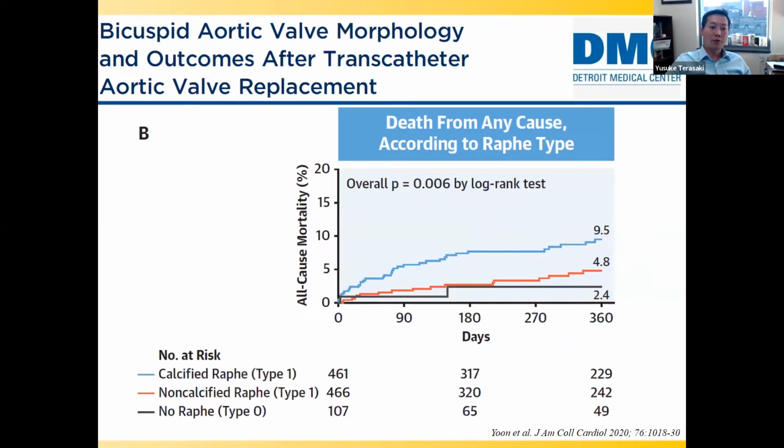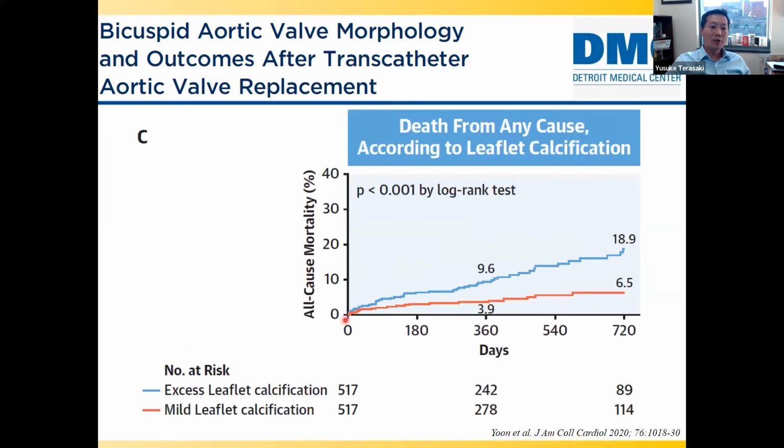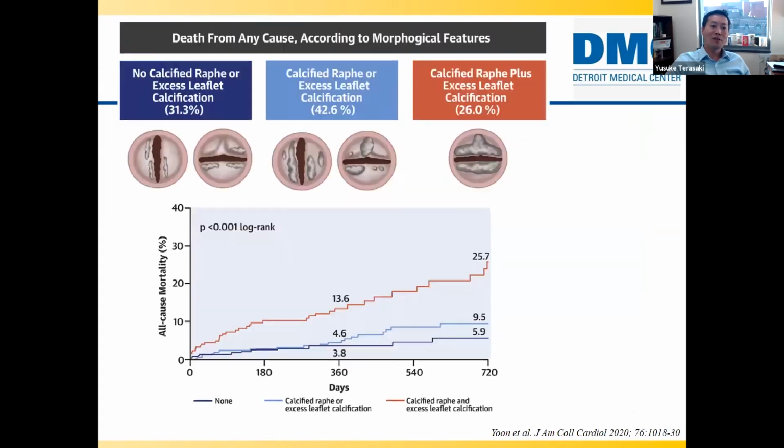Now, this is just per RAF-A. Now, how about in terms of leaflet calcifications? So when you had mild calcification, the mortality rate was 6.5 at 2 years. And that tripled when you had excess calcifications on those leaflets. But what's even more interesting is when you combine them.